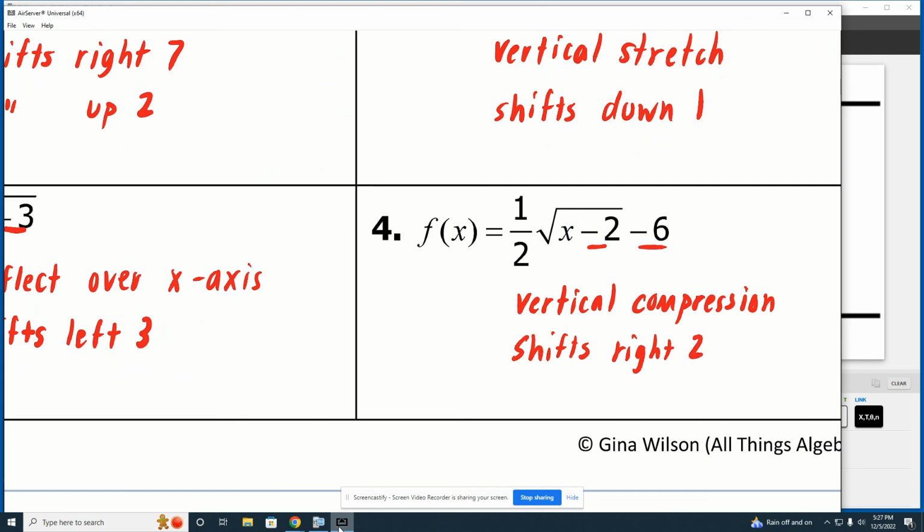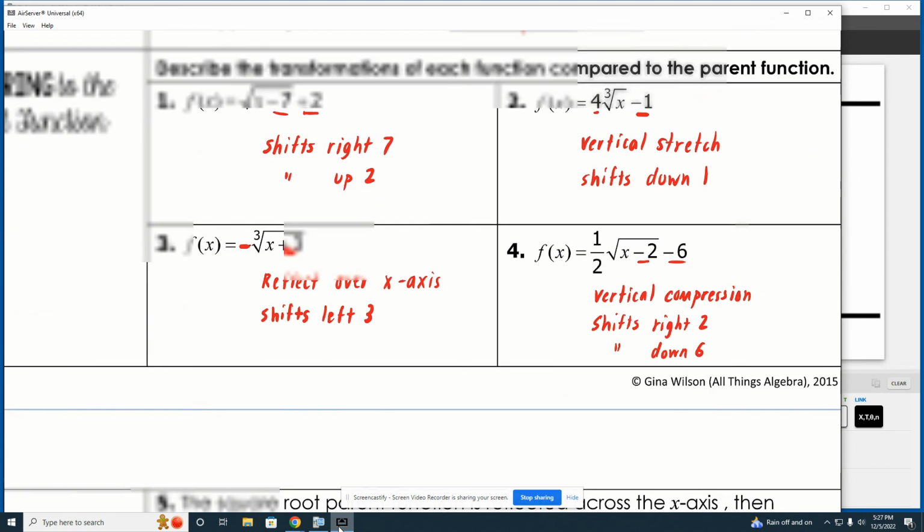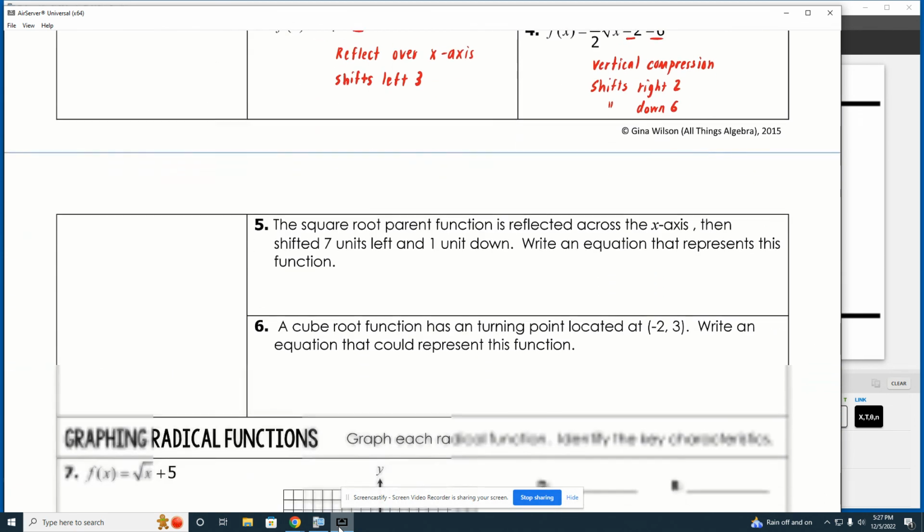And then outside is what it is. And it's vertical, so it's going to shift down 6. Okay? So there you have it. There's numbers 1 through 4 on the front. Let's go to the back.